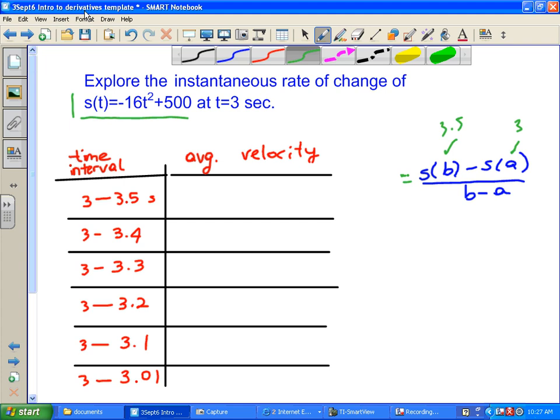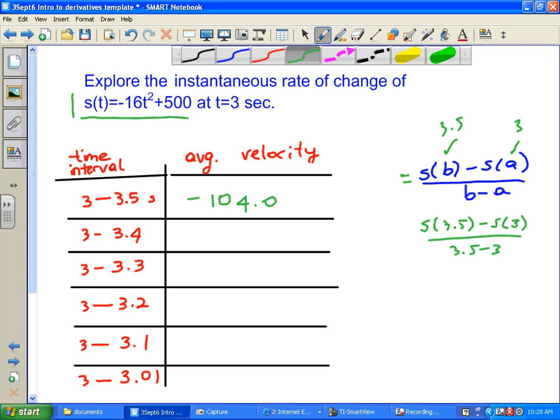Okay, so we spent some time trying to figure it out. For the first one, it was s of 3.5 minus s of 3, divided by 3.5 minus 3, or half a second. In that half a second, you find how much it traveled, and you take the ratio to see the velocity, the rate of change of distance per time. And what did you guys get for that? Negative something. Negative 104, just exactly 104, okay, very good. 104 feet per second, okay.